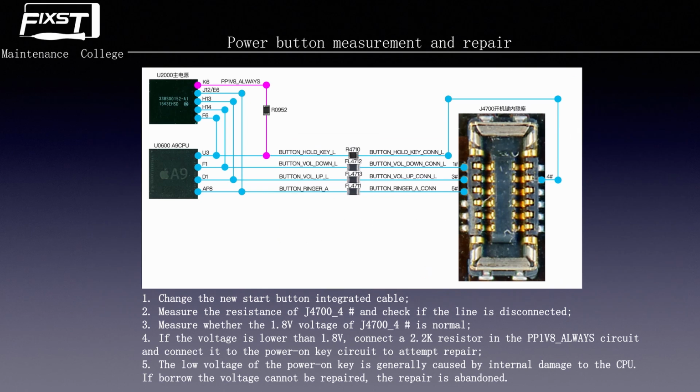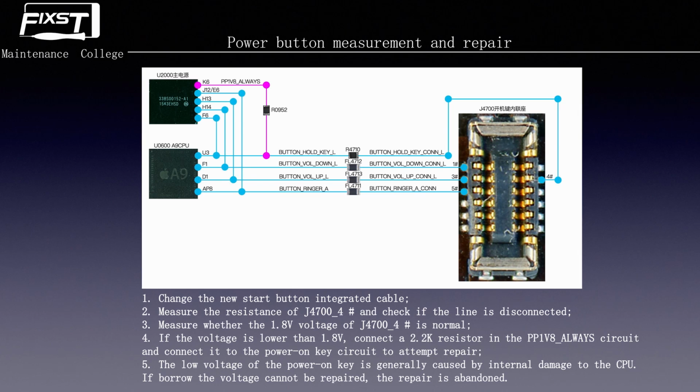Okay, now coming back to the power button, how to test and repair. If you think the power button has some problem, first we need to change the power button cable to have a try. If we still have the problem, we do the next step. We need to test the resistance of J4700 pin 4 and check whether this line is disconnected or not. If we find this pin's line is open or has some problem, we just repair this line. If the resistance of this pin is normal, we do the next step.